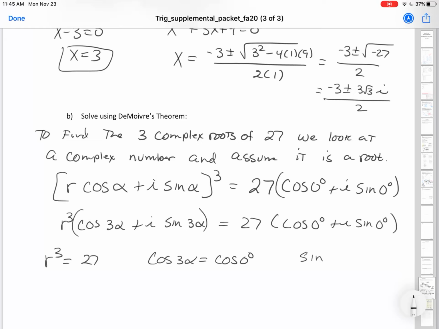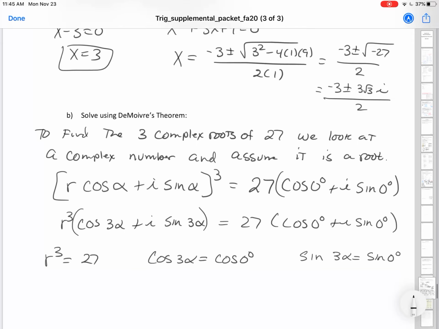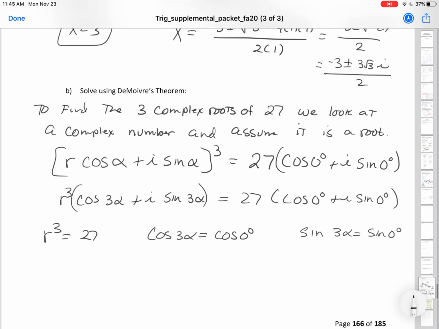And sine of 3 alpha needs to be equal to the sine of 0 degrees. So what does that mean? It means that 3 alpha needs to be equal to 0 degrees or some coterminal angle with that. Okay, you only need one of those, right? But we have this link between 3 alpha and 0.